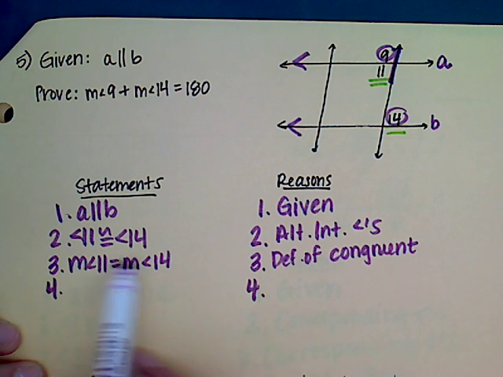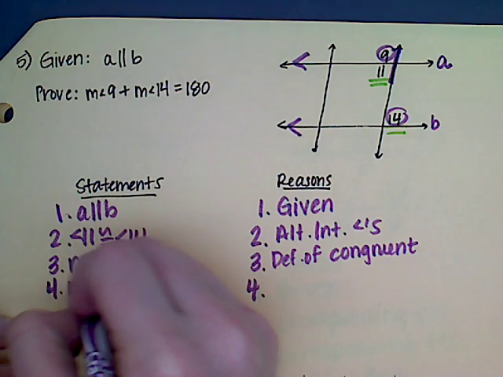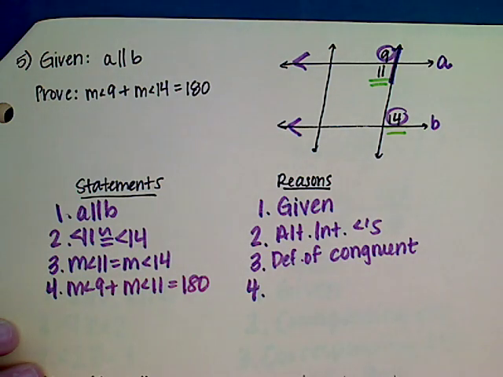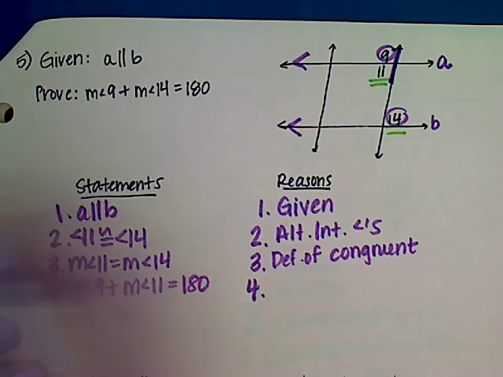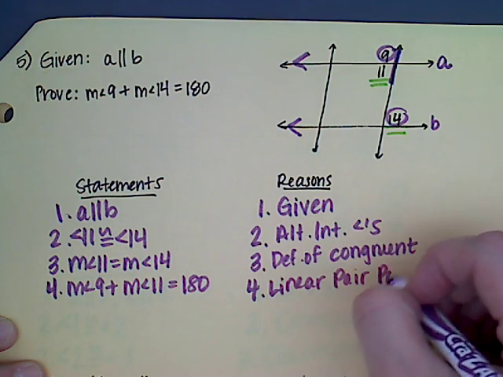If 11 and 14 are the same, hopefully because of all these proofs we've done, you're thinking we're going to be doing some substitution. But we can't substitute anything in for anything else until we have an equation to start with. The only thing I know that adds to something is that the measure of angle 9 plus the measure of angle 11 equals 180. And that is the linear pair postulate.